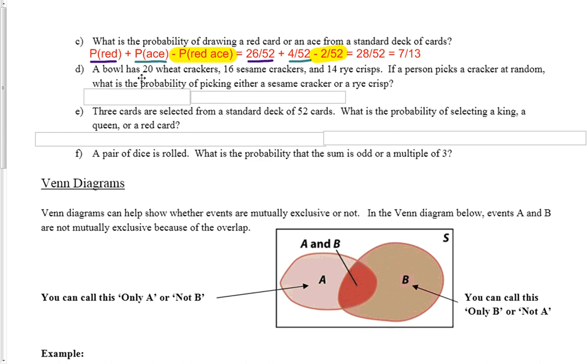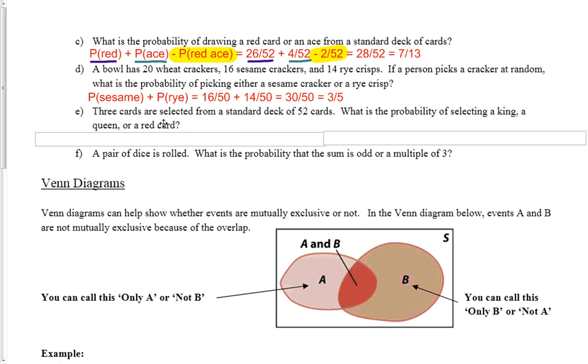D. A bowl has 20 wheat crackers, 16 sesame, and 14 rye. What's the probability of picking either a sesame or a rye? Well, we have sesame and rye, and since this is mutually exclusive, we don't need to subtract anything. Probability of getting a sesame is 16 out of the total, so 16/50. Probability of getting a rye is 14 out of the total, so 14/50. Add them together, 30/50, which is 3/5.